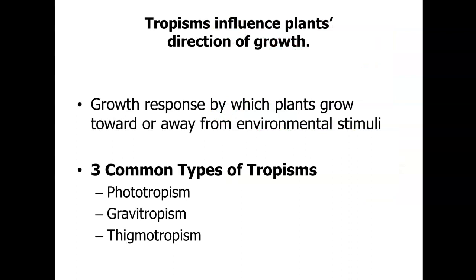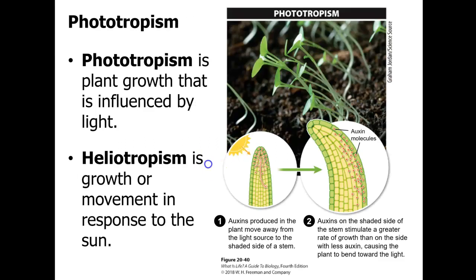Tropisms are going to influence plant direction of growth. So growth is going to be a response by which plants grow toward or away from environmental stimuli. And there's going to be three common types that we're going to talk about: phototropism, gravitropism, and thigmotropism. So with phototropism, this is going to be when a plant is going to be influenced by light. And so this is going to have the production of the hormone auxin molecules, which are going to help it actually bend towards the light. Now, if it's going to be a growth or movement towards the sun, it's referred to as heliotropism.